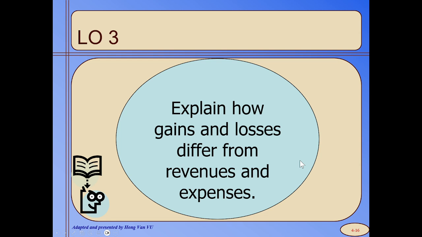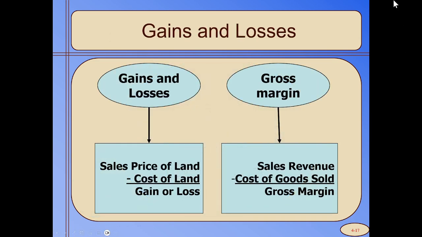So now we talk about how gains and losses differ from revenue and expense. When companies sell merchandise inventory for more than it costs, the difference between the sales revenue and the cost of goods sold is called the gross margin. However, when the company sells land for more than its cost, the difference between the sale price and the cost is called a gain.